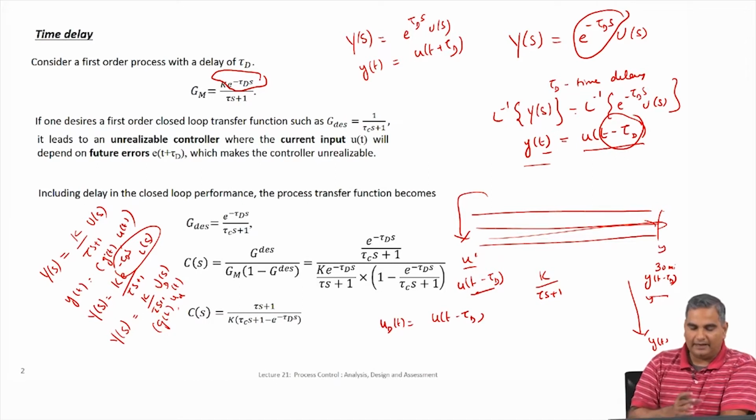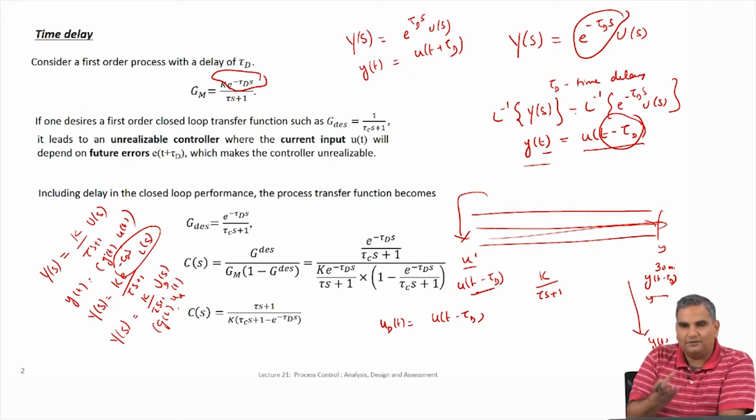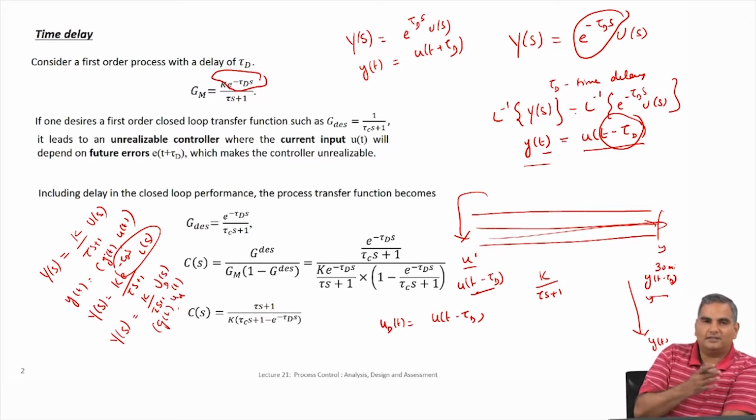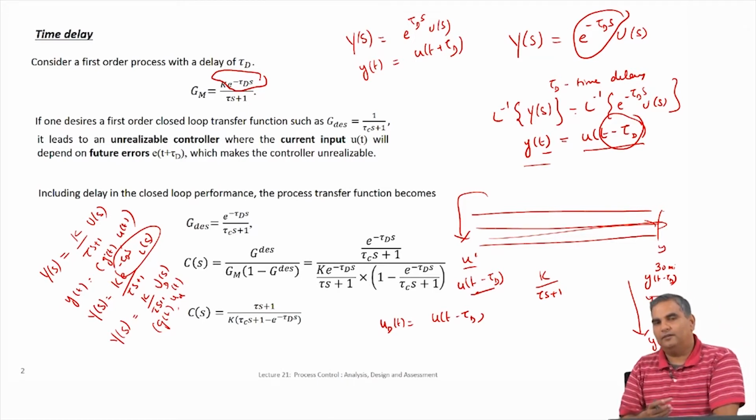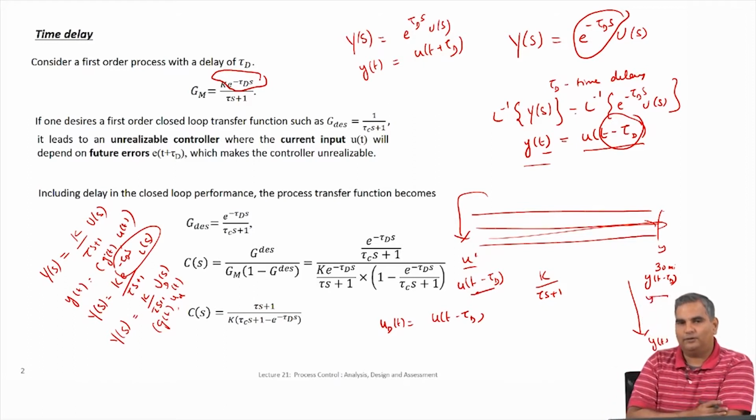Any time this looks confusing, you can club e power minus tau d s and the next term, and then you will see the physical meaning. In the first case with just the first order, if there is no time delay, whatever u I have will immediately act on the output through a first order process. If there is a time delay, changes that I made at time t minus tau d will pass through a first order process and affect y. So it will take that amount of time before you see any effect. Now, what is the problem with this?